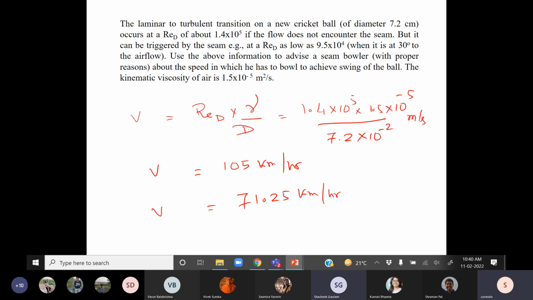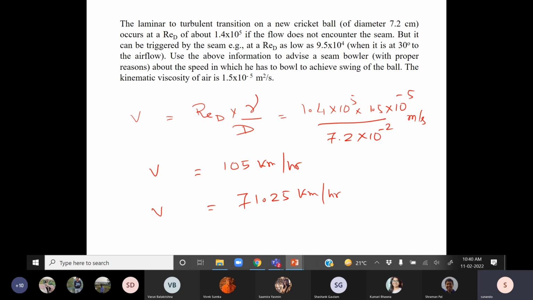That's the part, the seam, you are testing. The swing will not happen. Exactly. So let me rephrase. There is some problem with your connection. I understood what you have to say, and you are absolutely right. If the velocity is more than 105 kilometer per hour, then irrespective of whether you encountered the seam or not, the flow is going to be turbulent on both sides. And if it is turbulent on both sides, it's not going to move while traveling in air.